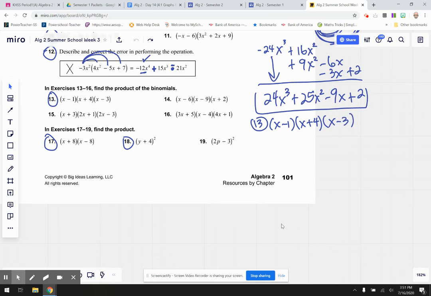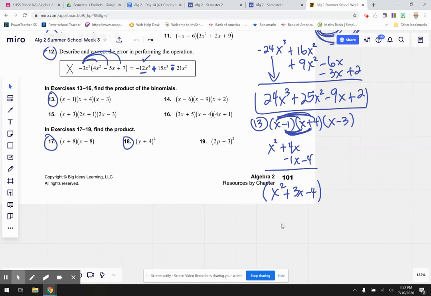Okay, so we want to just do the first two first. So we're going to distribute the first term to both and the second term to both. It's really FOIL, but you can think of it as distributing twice. X times x, you're going to get x squared. X times 4 is 4x when you do the outside terms. Negative 1 times x is just negative 1x. Negative 1 times 4 is just negative 4. So you're going to end up with x squared plus 3x minus 4. That's your answer when you multiply the first two together.